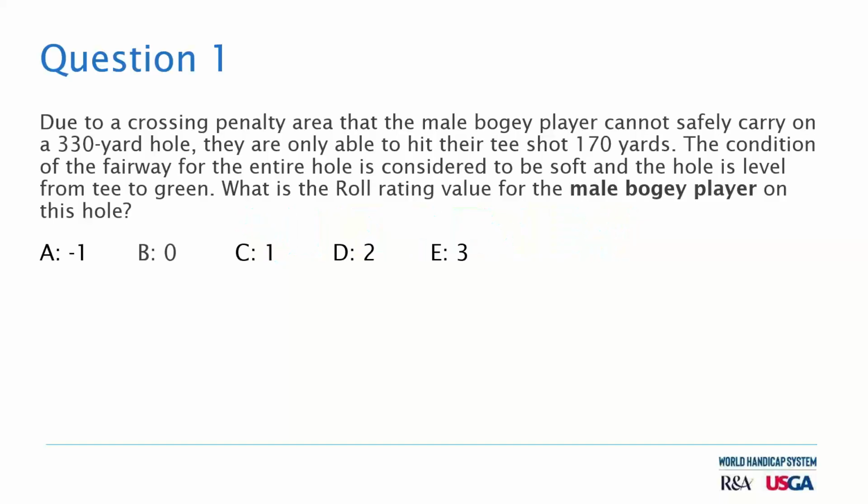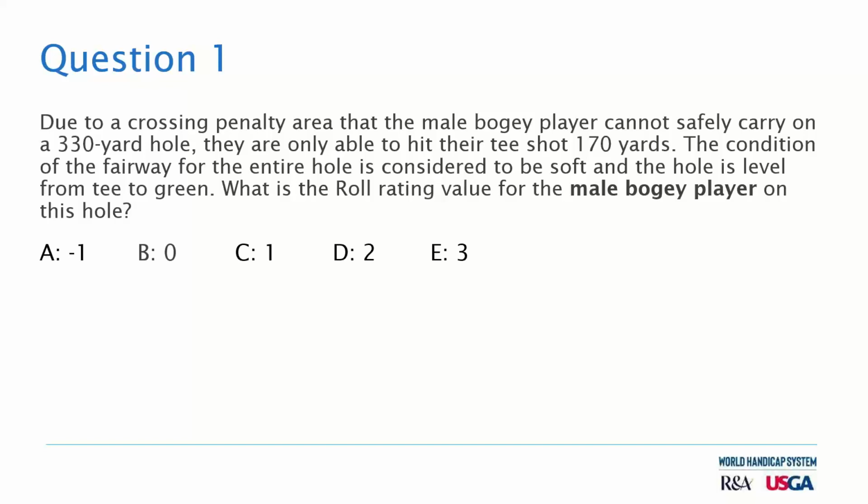So question number one, this is a roll question. Due to a crossing penalty area that the male bogey player cannot safely carry on a 330-yard hole, they're only able to hit their tee shot 170 yards. The condition of the fairway for the entire hole is considered to be soft, and the hole is level from tee to green. What is the roll rating value for the male bogey player on this hole?